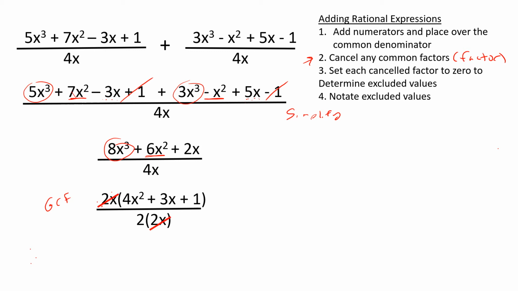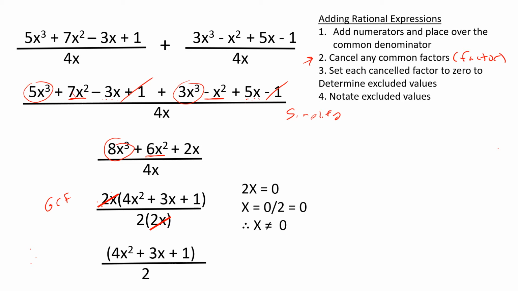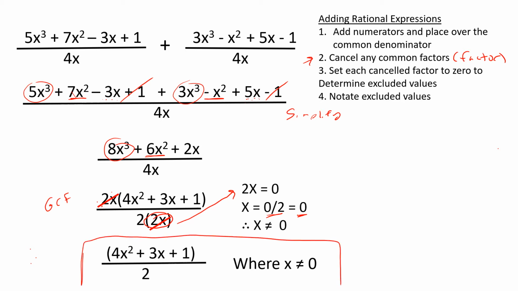Now we're going to cancel common factors. Then we're going to take each common factor that we canceled and set it equal to 0. Well, the only thing that we canceled was a 2x. We're going to set that equal to 0 and find out what x cannot be. And remember, 0 divided by a number is always 0. So you have to denote the excluded value where x cannot be 0. So again, this is your answer where x cannot be 0.